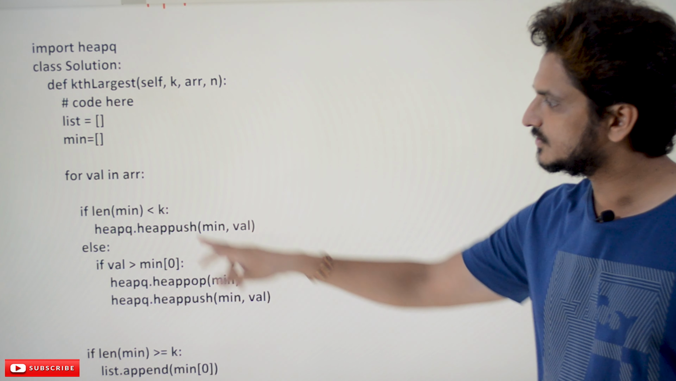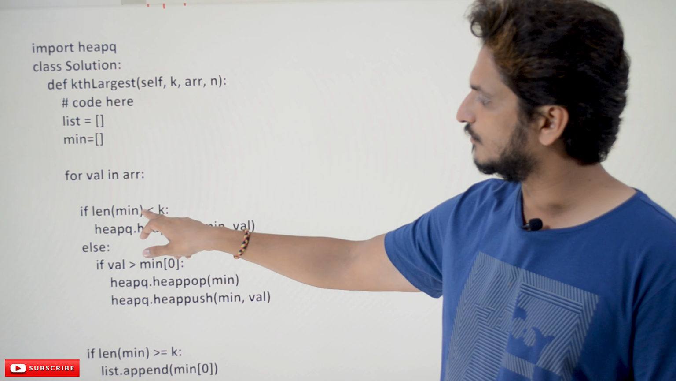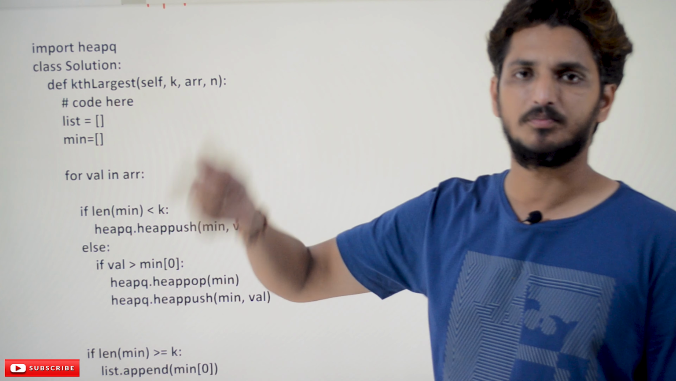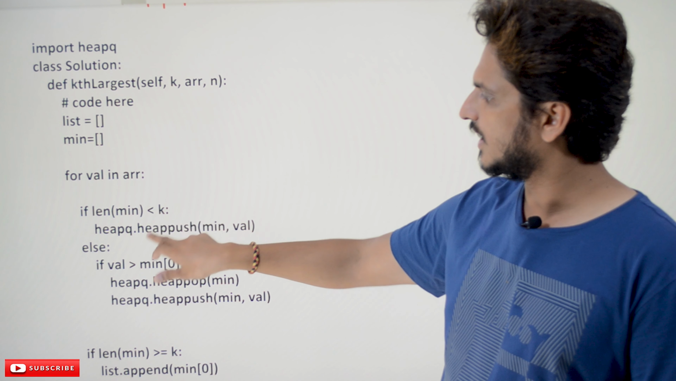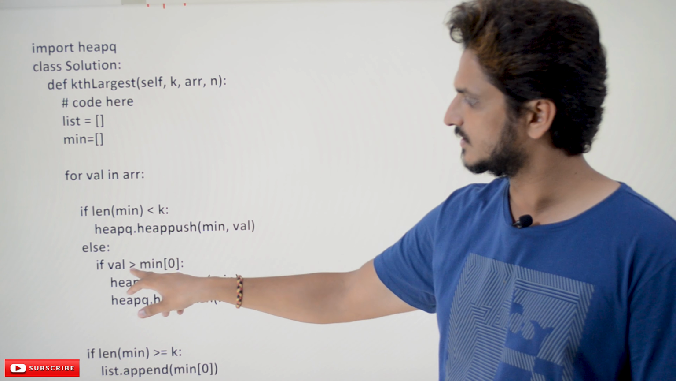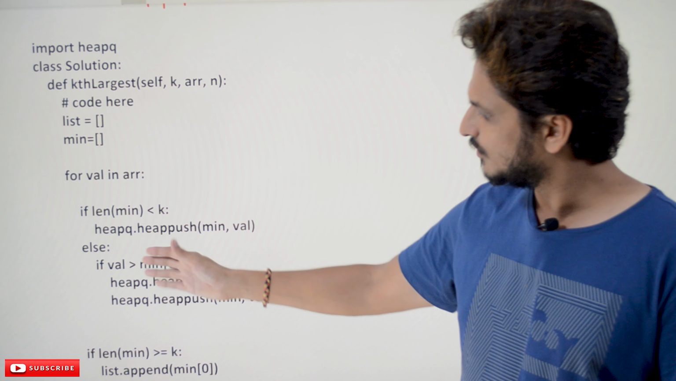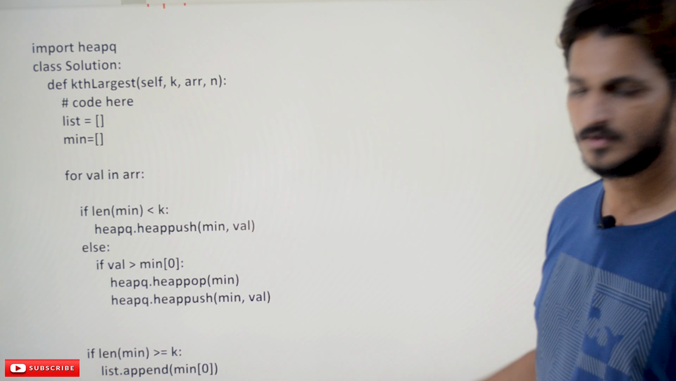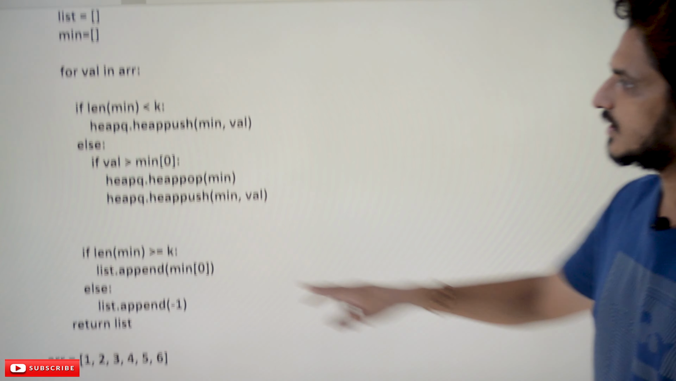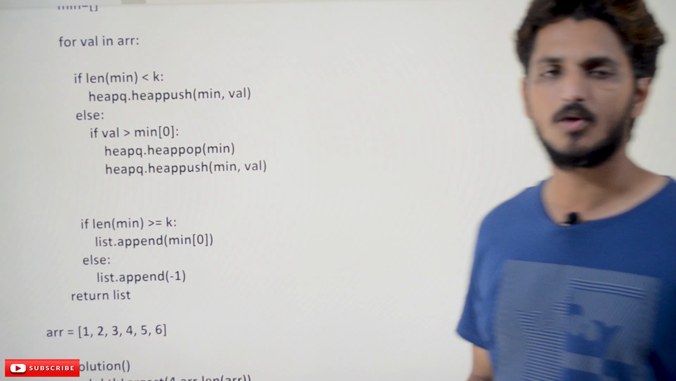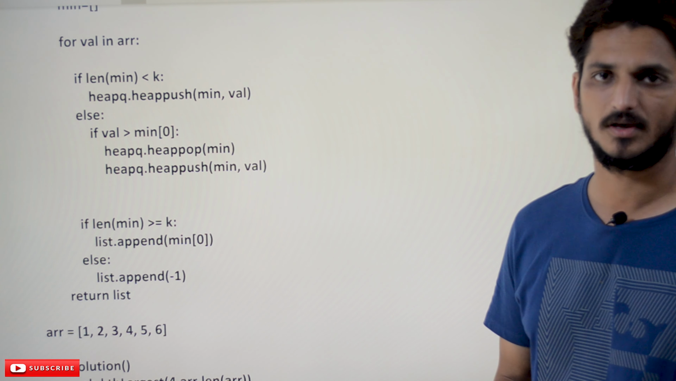So this is the logic. Here we are using a min heap. If the length of the min heap is less than k, heappush the element; else check the topmost element with the value we are going to insert, and then pop and push. This is the logic. After coming out of this if statement, display -1 or the topmost element in the heap data structure.